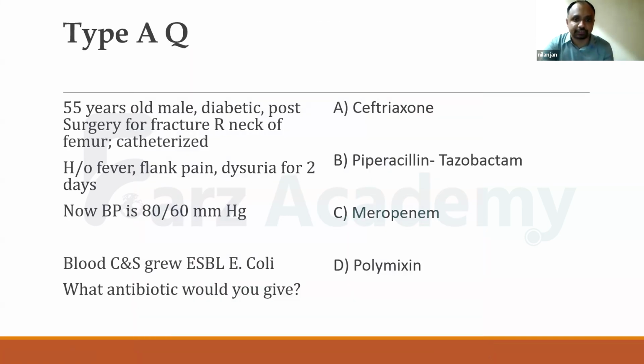Now I come to one question you can all answer in the chat box. There's a 55-year-old male, diabetic, post-surgery for fractured right neck of femur, catheterized, and has a UTI. BP is now 80 by 60, so the patient is in shock. Blood culture has grown ESBL E. coli. So what antibiotic would you give?